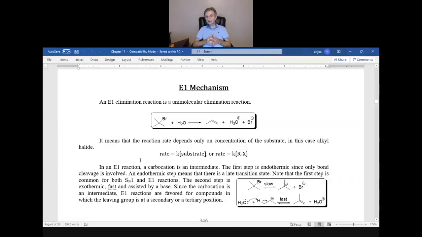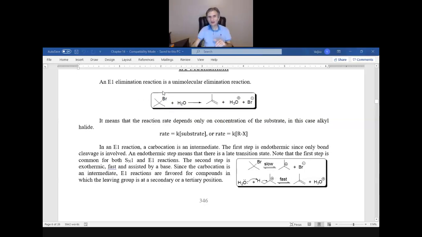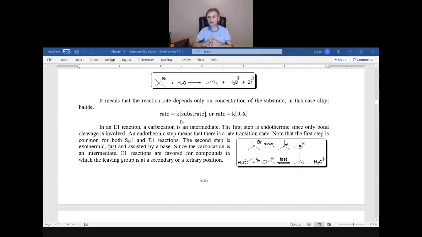So, of course, the other mechanism that is important is the E1 elimination mechanism, and that's unimolecular elimination. E1 corresponds to SN1. In an E1 elimination, the reaction rate depends only on the concentration of substrate, and that's the alkyl halide. So here we have an example of the reaction of tertiary butyl bromide with water. The product is 2-methyl propene, and of course, an aqueous solution of hydrogen bromide. The reaction rate depends only on the rate constant multiplied by the concentration of substrate, or in this specific case, the rate constant and the concentration of the alkyl halide, tertiary butyl bromide.